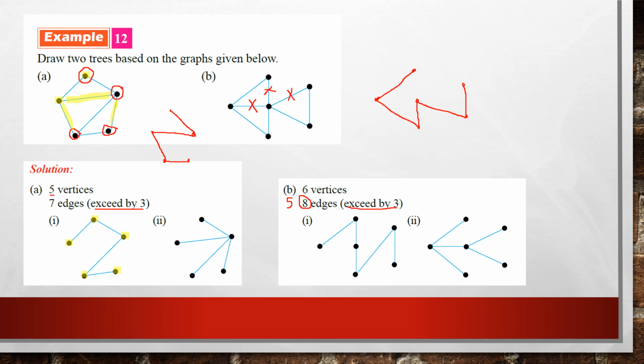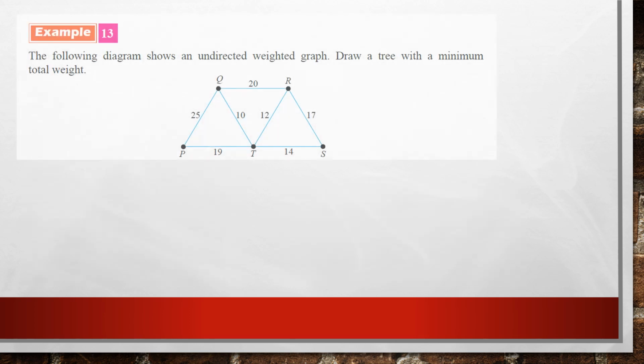Or you can follow the answer given. So they ask for 2 trees. You have to draw 2 trees from the diagram. So make sure there's only one line connecting, and it must follow the condition that 6 vertices must have 5 edges only. Okay, next we go to example 13.